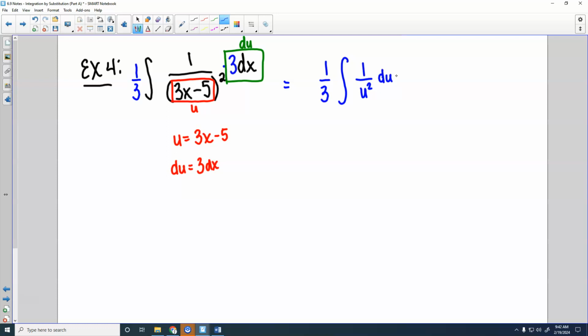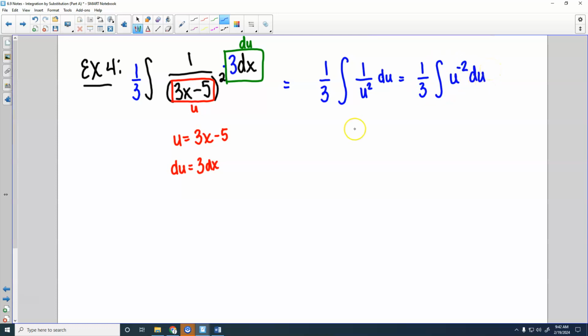How to integrate 1 over u squared? What do I need to do with that? Let's do negative exponents. It is not a natural log. It would be if it was u to the first power. The integral of 1 over u is natural log. If it's any other power, though, it is going to be just negative exponents. So let's make it negative exponents first. We're going to have u to the negative 2 du.